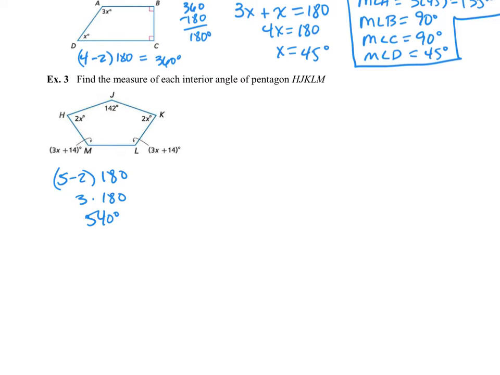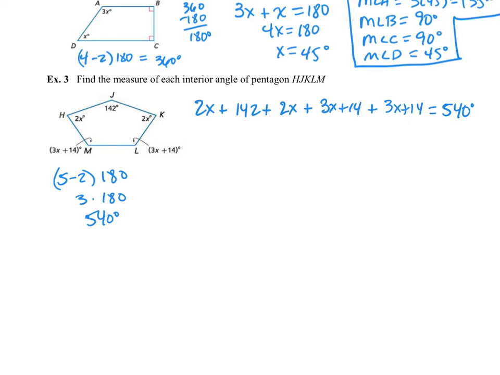So in other words, I'm going to start with H. Its measure is 2x, plus the measure of J is 142, plus the measure of K is 2x, plus the measure of L is 3x plus 14, plus the measure of M is another 3x plus 14, and the sum of the measures of all 5 of those angles we know to be 540 degrees.